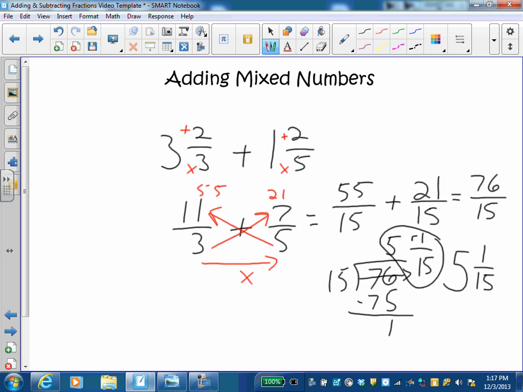We just didn't even really worry about the fact that they were mixed numbers. We just went ahead and changed them into improper fractions, and then we did the exact same thing that we've done to solve adding fractions. The other way that you can do this is without changing the mixed number into an improper fraction. So let me show you that method.